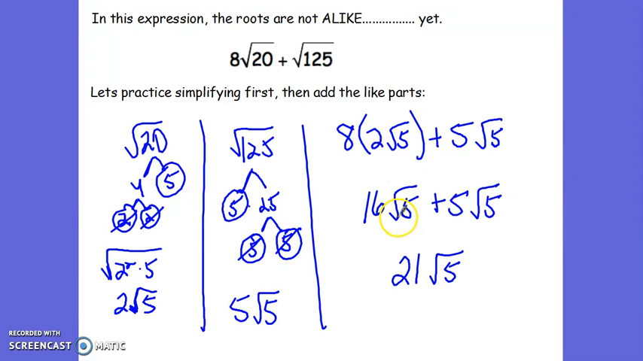Treat that root 5, that like portion here and here, just as a variable. We have 16 of that highlighted yellow root 5, plus 5 of that highlighted yellow root 5. And again, we're just adding those like terms to come up with our simplified statement. I hope that helps you with square roots and adding and subtracting. Subtracting would work the same way. Again, we're just adding like terms.